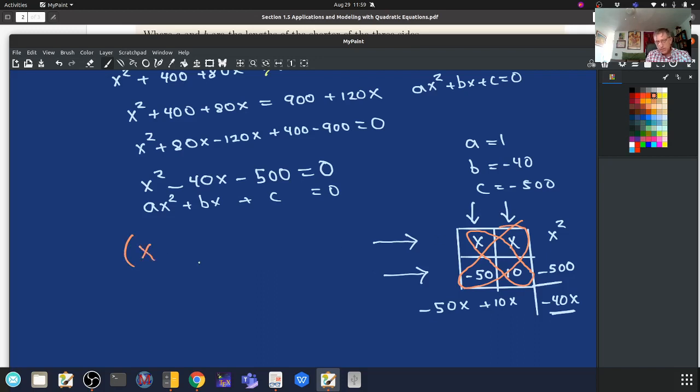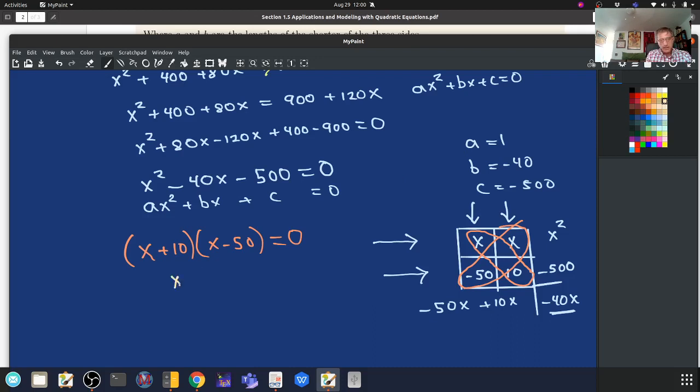x plus 10 times x minus 50. And that's equal to 0. And now that we've done it, it's really easy to solve. You're going to get the exact same answer if you go full Monty and use the quadratic formula. But this is going to be easy.